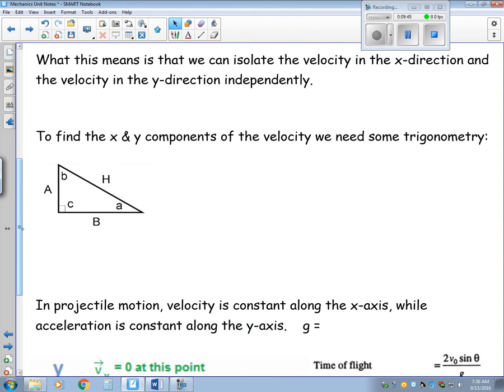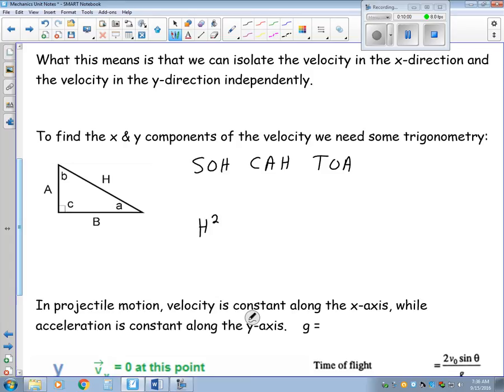So again, just to reiterate this, we have SOHCAHTOA, but also we have the Pythagorean Theorem. So the hypotenuse squared equals a squared plus b squared. So we can take a look at this and we can find really anything we want to using just those two bits of knowledge.